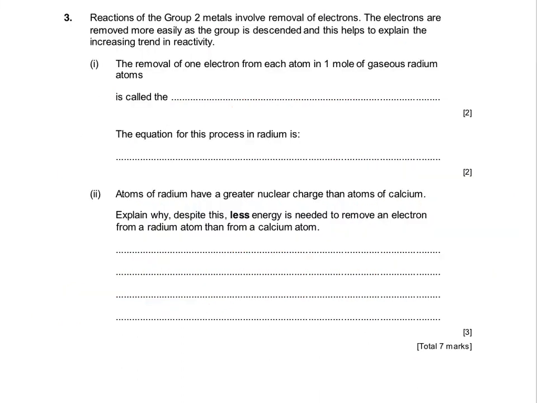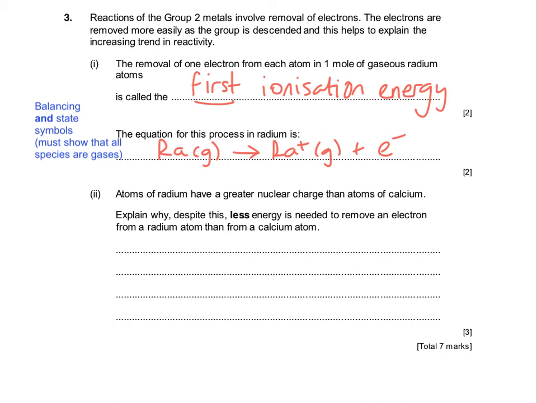So I'll quickly do the first part of this question because it's fairly straightforward. The key point here is you need to have a balanced equation plus the state symbols to show that you understand that it's all taking place in the gaseous state. So it says atoms of radium have a greater nuclear charge than atoms of calcium. Nuclear charge is essentially the same as proton number, isn't it? Because the only subatomic particles in the nucleus that are charged are the protons. The neutrons are neutral.